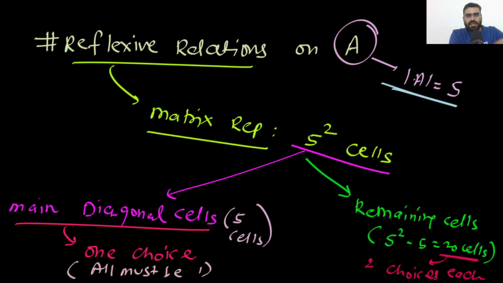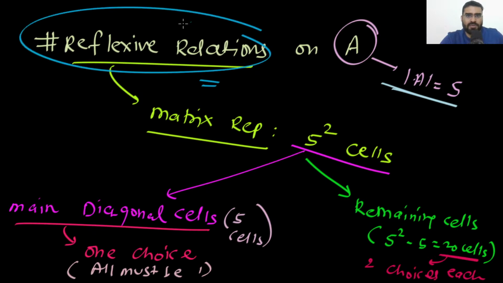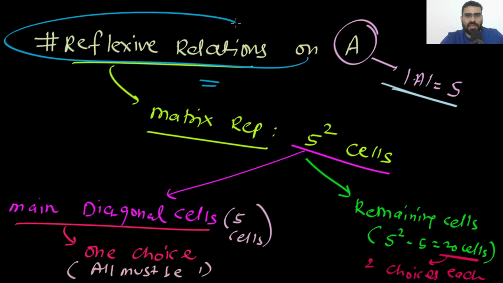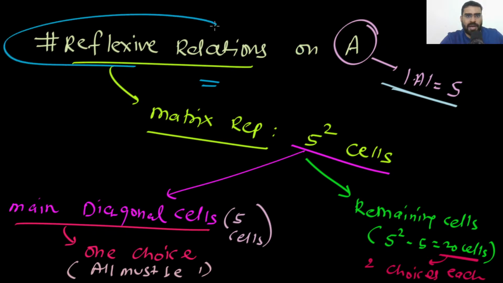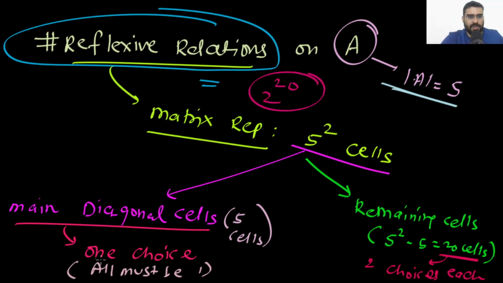So finally, what will your answer be? From this, you can easily answer the number of reflexive relations. For the main diagonal, you have 5 cells, and for them you have one choice. For the remaining 20 cells, you have two choices. So the answer will be 2 power 20. This will be your answer.